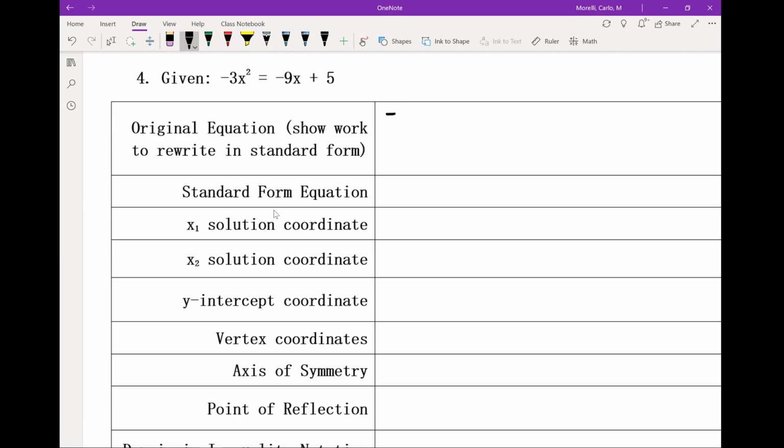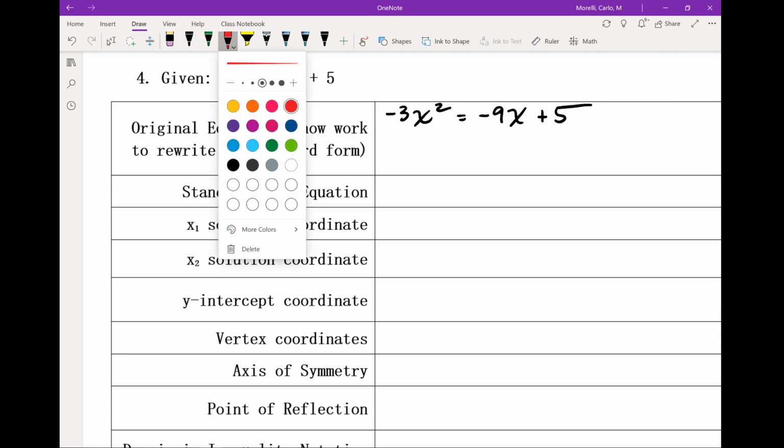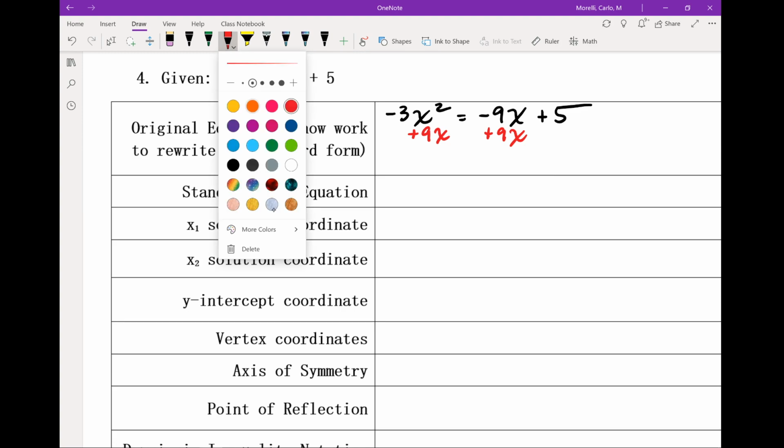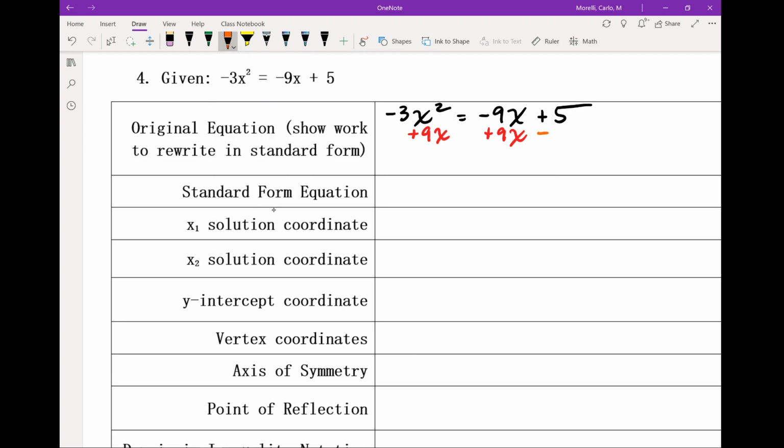Negative 3x squared. This is number 4. Equals negative 9x plus 5. We just have to add 9x to both sides. And we need to subtract 5 from both sides. Let me write that better.